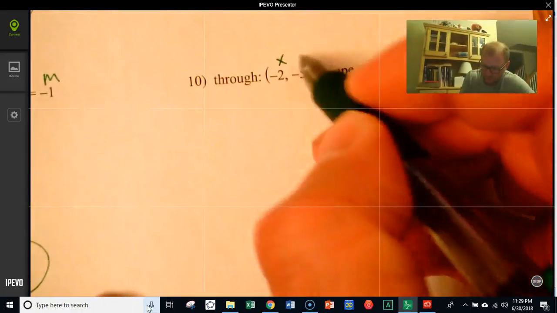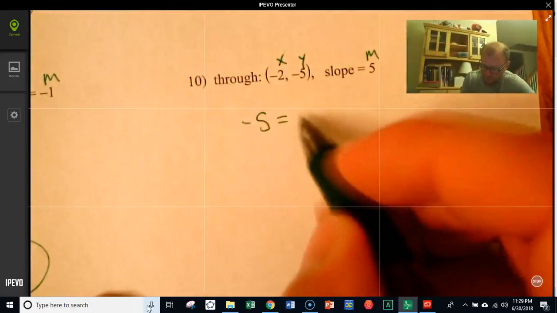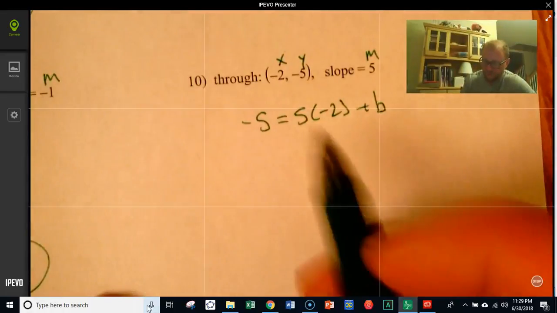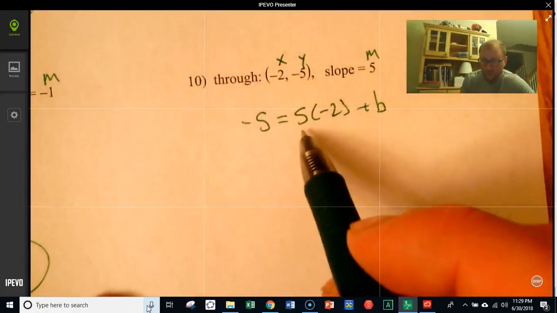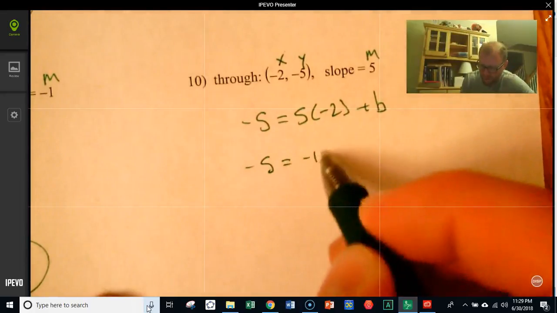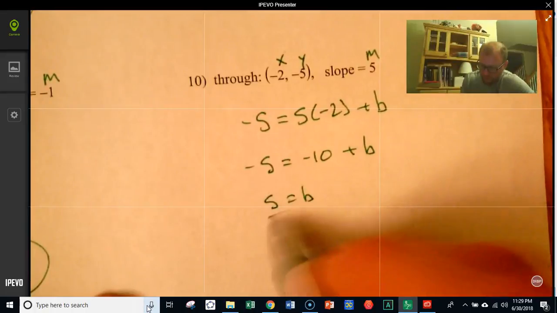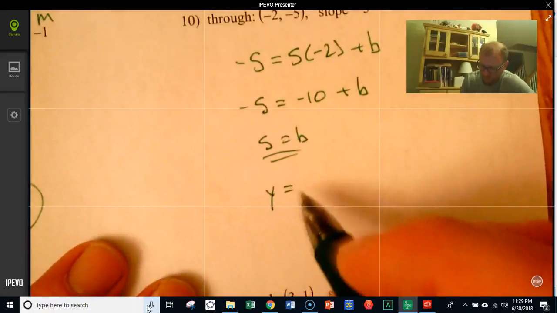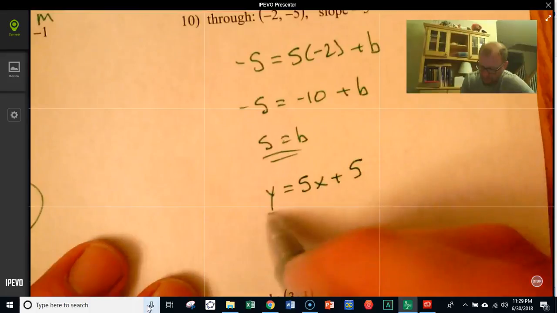Let's see. So we have our x, we have our y, we have our m. -5 equals 5 times -2 plus b. So we filled in one of our points we want it to be true for, and we filled in the slope we want it to be true for. Now we just have to find the y-intercept. So -5 equals -10 plus b. Add 10 to both sides. 5 equals b. So that's the b we're looking for. So our equation must be y equals 5x plus 5.